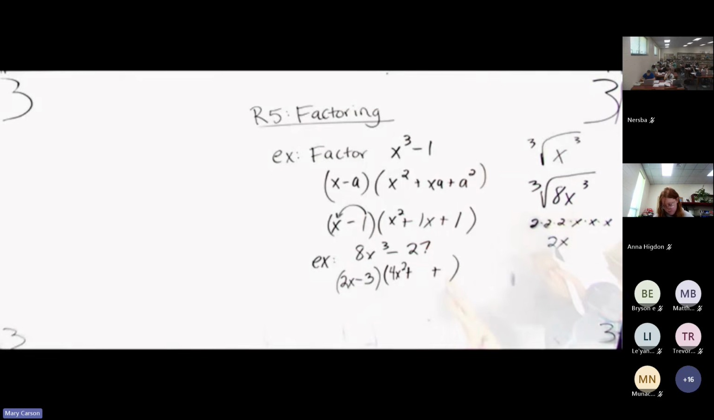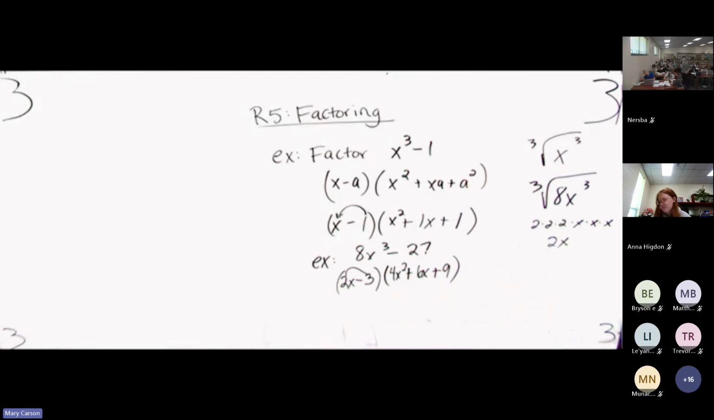What's that going to be? And you've got to square the negative. Good. Everybody's put 9. Awesome. And then the middle term is you're just going to multiply this 3 times the 2x, which is going to be 6x. And we've just factored the whole thing.